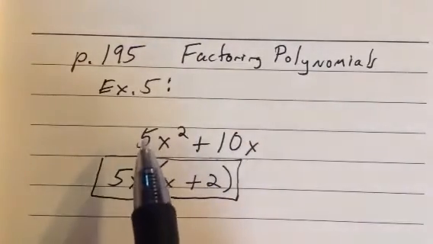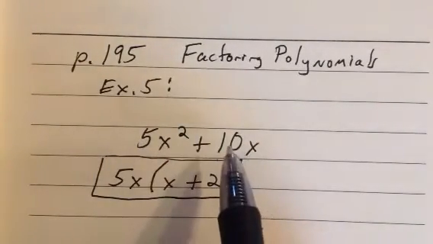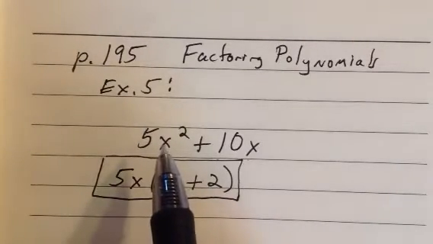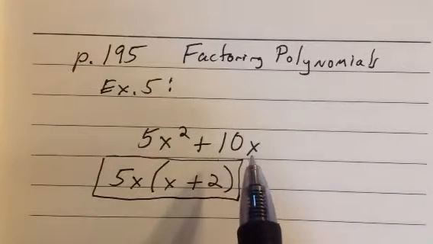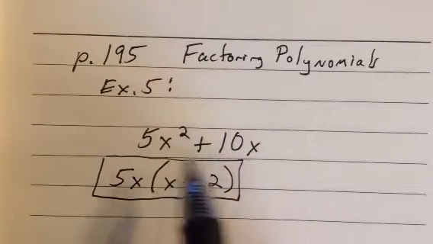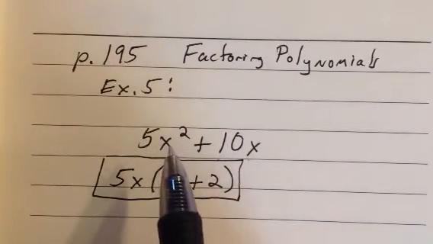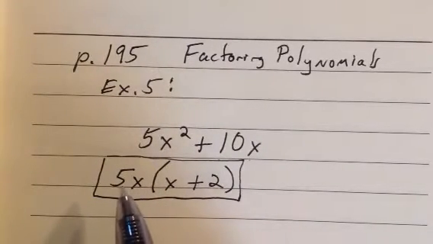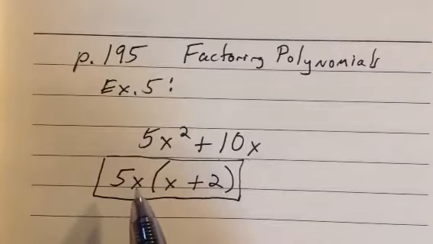So if you remember, of course, between 5 and 10, the greatest common factor is 5. But between x squared and x, the greatest common factor is the lowest exponent. So that means x, because x is in common to both, but x squared is not in common to both. So x is what we pull out. We're going to pull out the 5 for the numbers, the x for the variables.